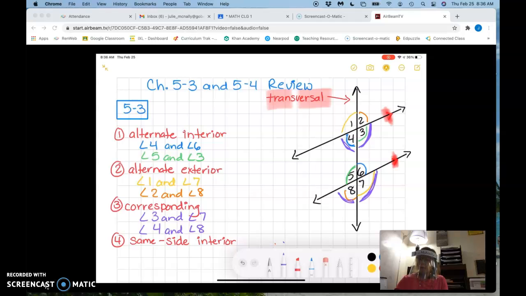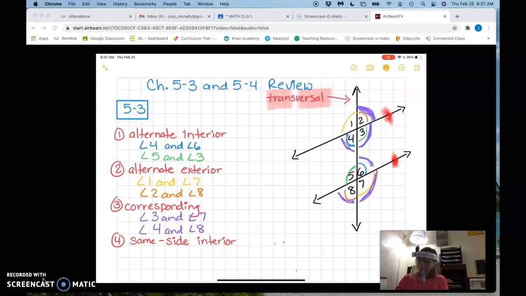If you're talking about angle 2, it's on top of the parallel line and to the right of the transversal. So it would be 2 and 5. Nope, 5 is on the left of the transversal. I need it to be on top of the parallel line to the right of the transversal. So it would be 4 and 5.